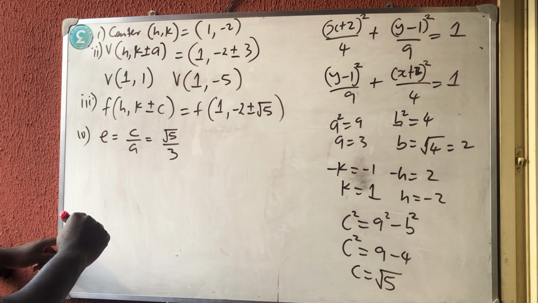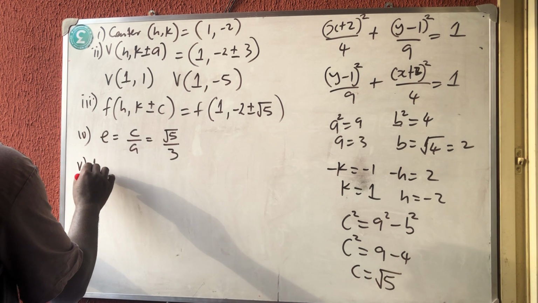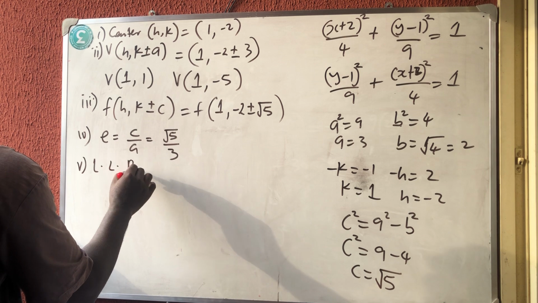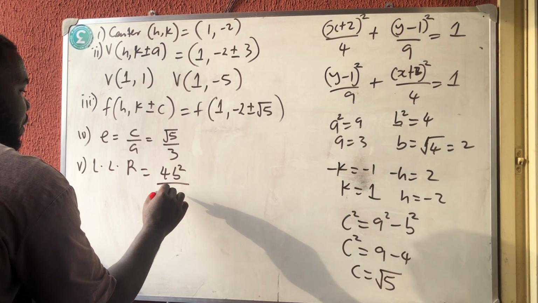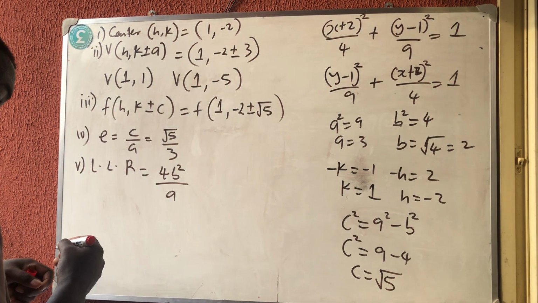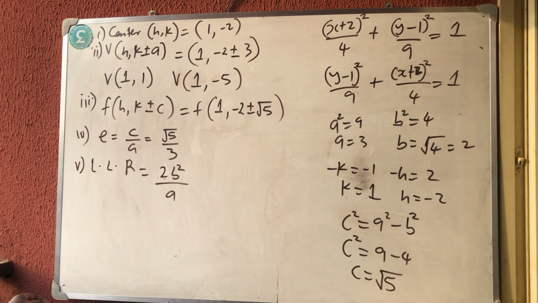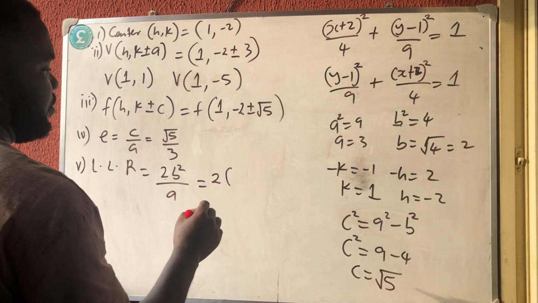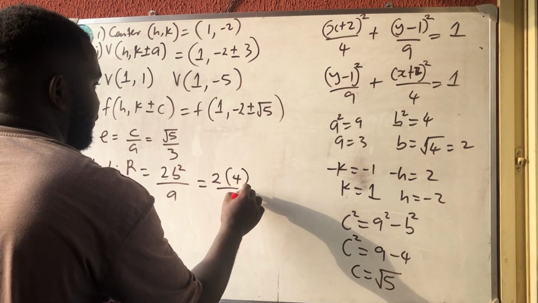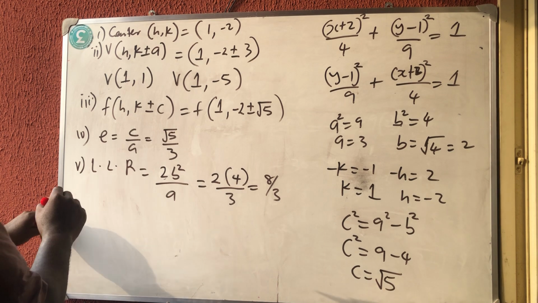So the next thing they can ask you is the length of latus rectum. The length of latus rectum is 2b squared over a, not 4b squared, sorry. So that is 2 times b squared, where b squared is 4, all over a, which is 3. That gives 8 over 3.